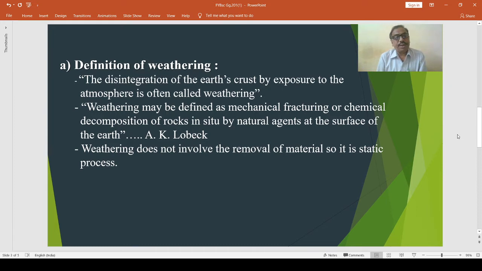Weathering does not involve the removal of material, so it is a static process. Weathering is the mechanical fracturing or chemical decomposition of rocks in situ. त्याच ठिकाणी घडणारी ही प्रक्रिया आहे, ती मेकॅनिकल फ्रॅक्चरिंग किंवा केमिकल डिकम्पोजिशन द्वारे.